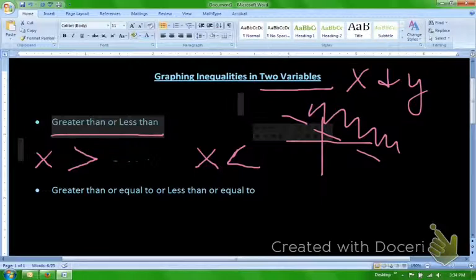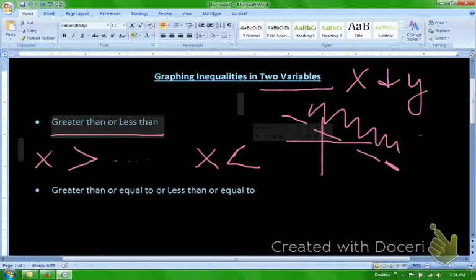Something that might help you keep up with which way is above or below, greater than, less than, is to think about taking your line right here, and if you could flatten it out to an imaginary horizontal line, then you can tell what is greater than up here or less than down here, okay? Now, let's clear that off so we have a little more room.